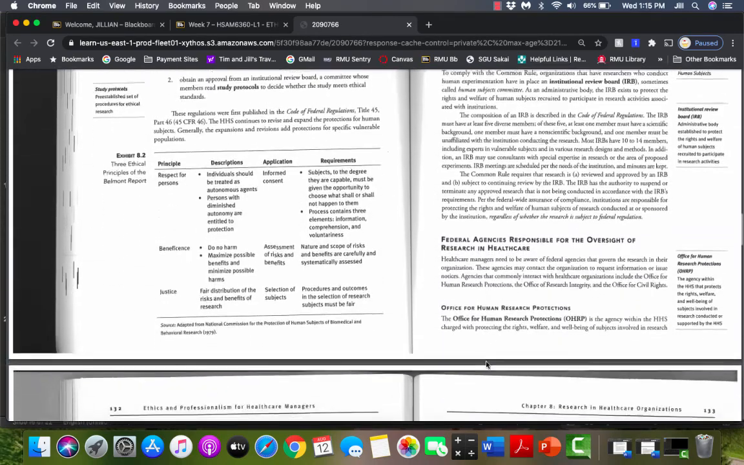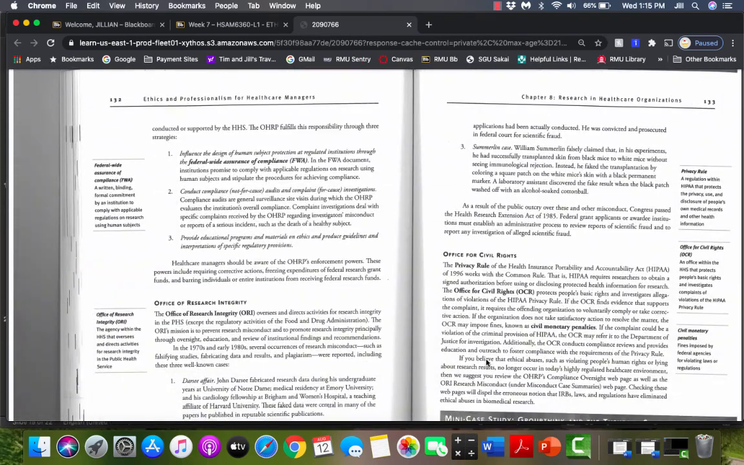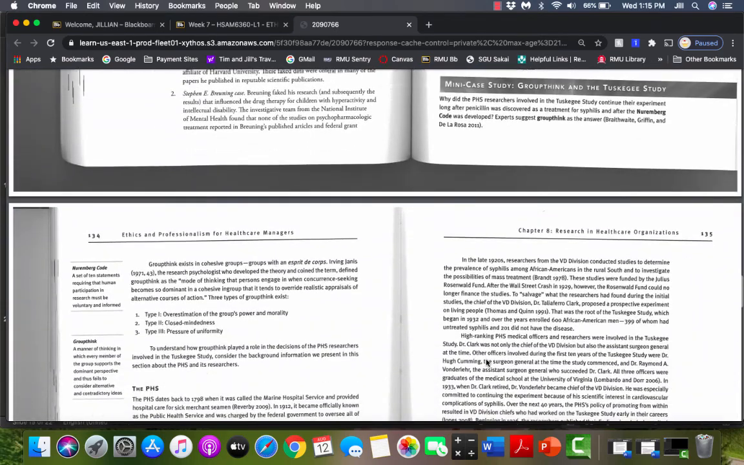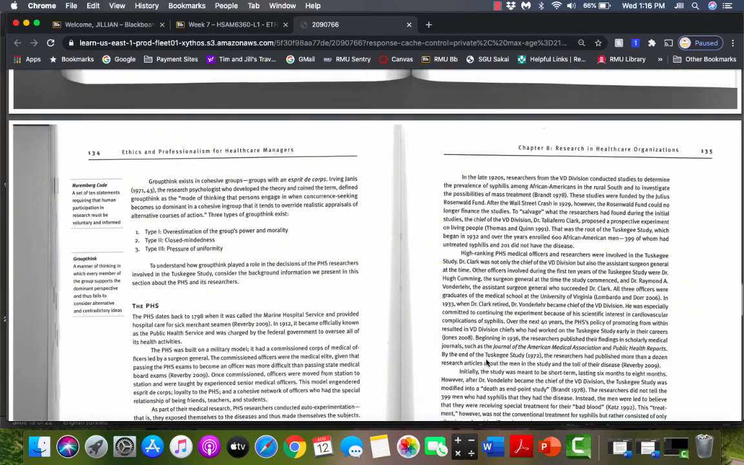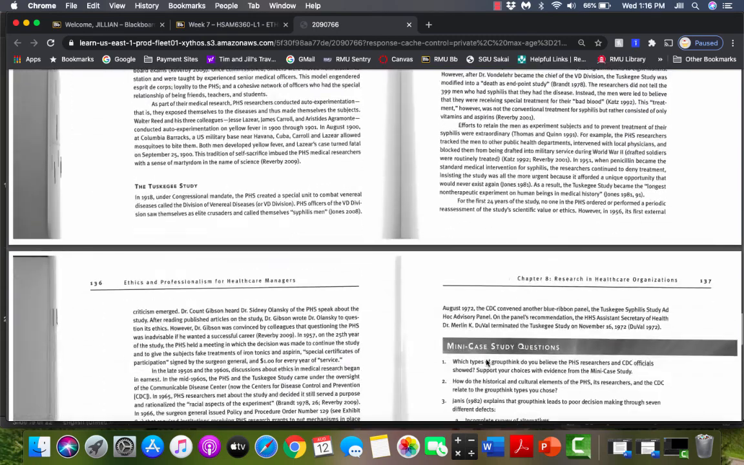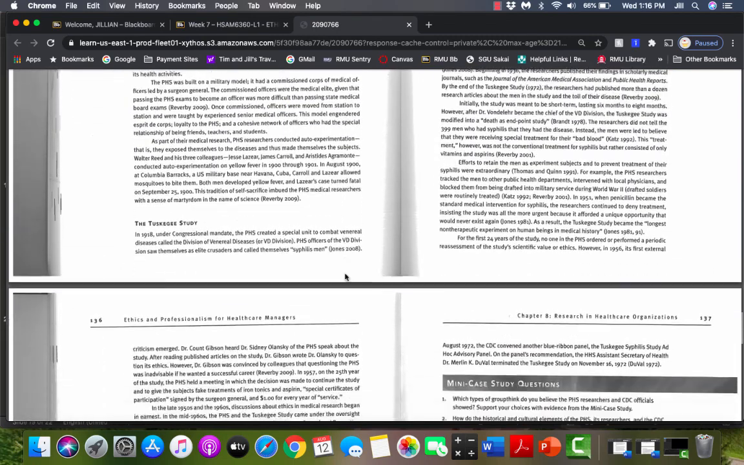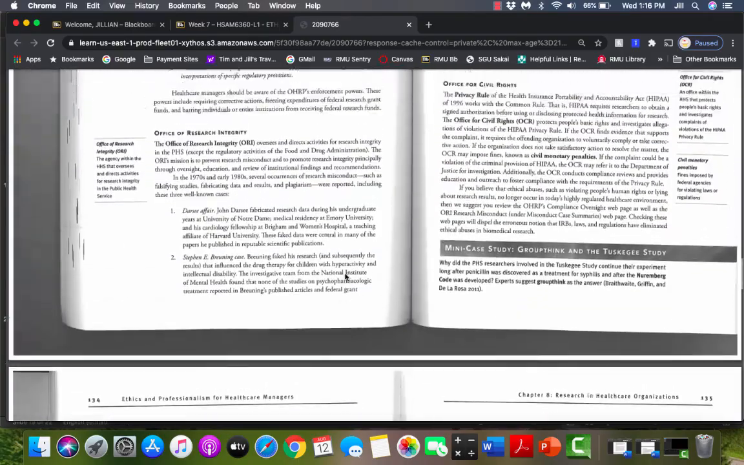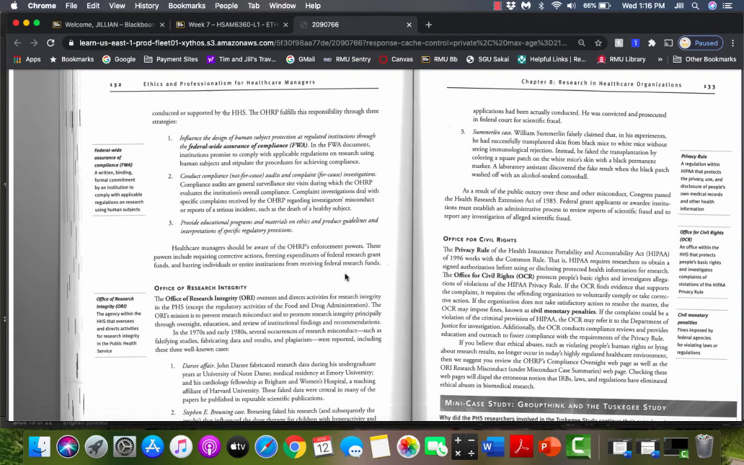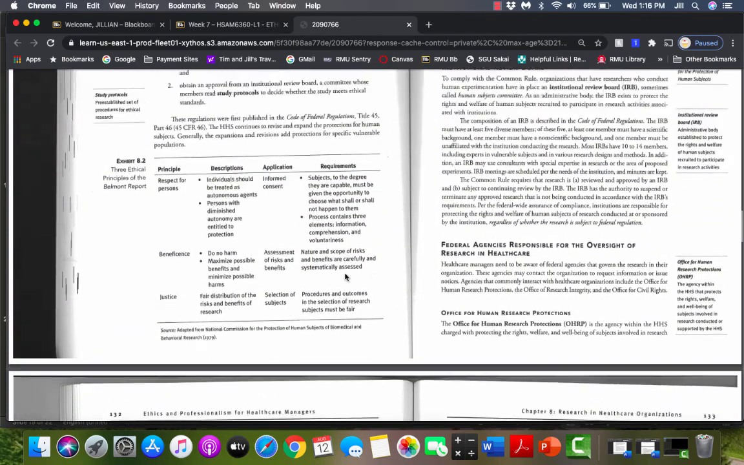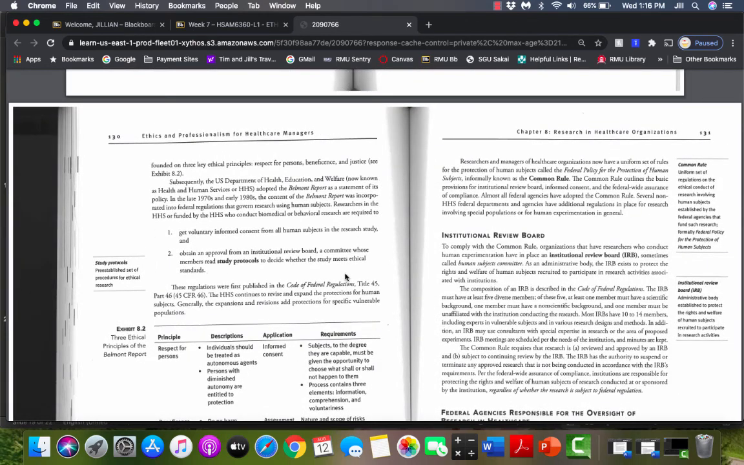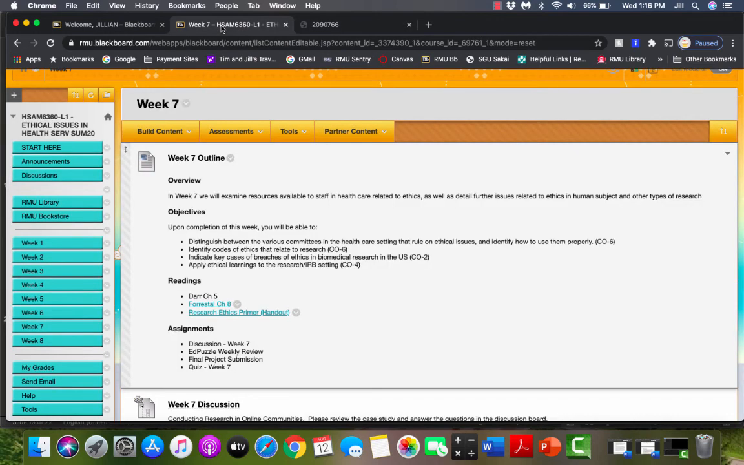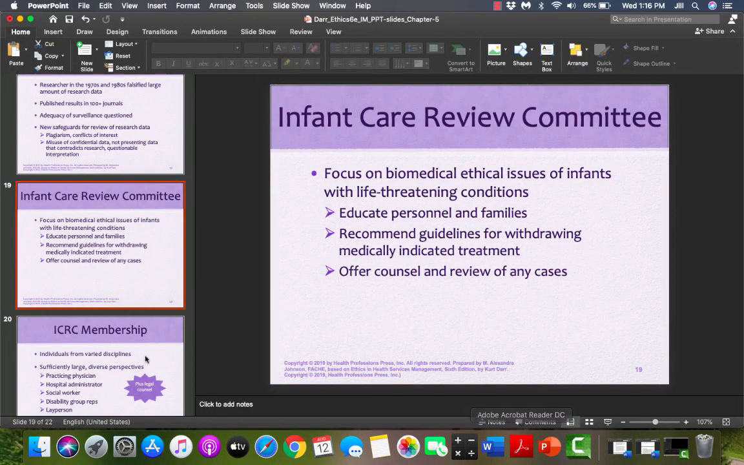It's a fairly short chapter, focused on the research piece overall, but definitely worth taking some time to go through, learning about things like the Tuskegee study, learning about what's appropriate and what's not appropriate, and the various federal organizations, OHRP, ORI, Office of Civil Rights, that are involved in the oversight of research, and just being knowledgeable of those things. So definitely take a look at that as well. So let's go back here.